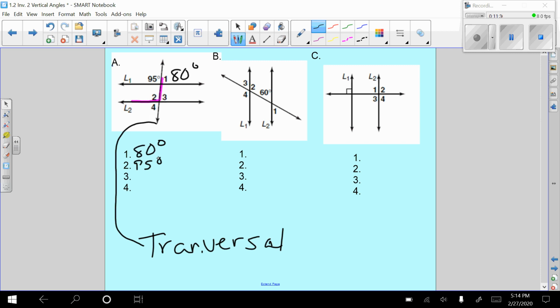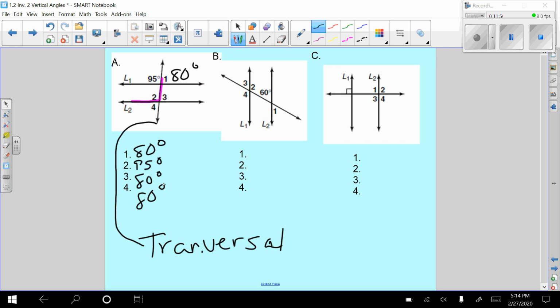Now, if I know what angle 2 is, it's pretty easy to find angle 3 because they make that line. It's corresponding to angle 1 if I would move it down. It's at the top of a parallel line right of the transversal. So that one is also 85 degrees. And then 3 and 4 are vertical angles. That means that they are the same. So that one is also 85 degrees.